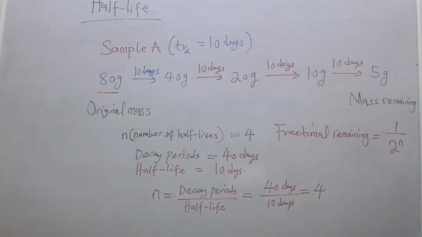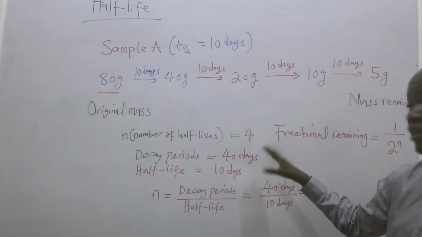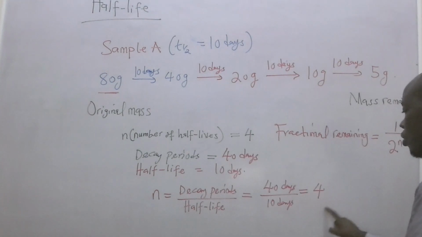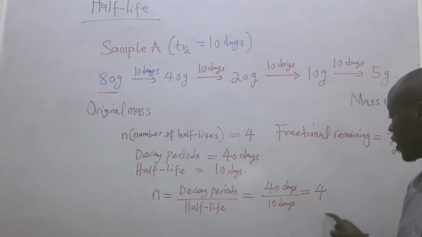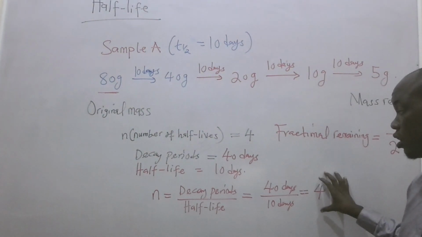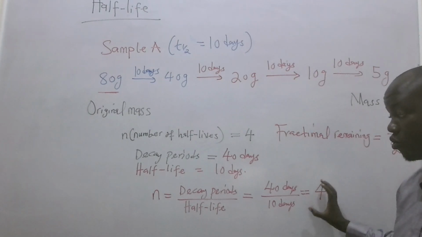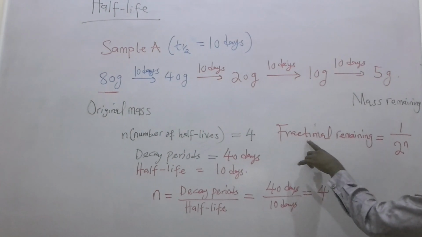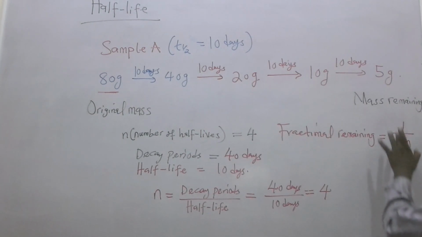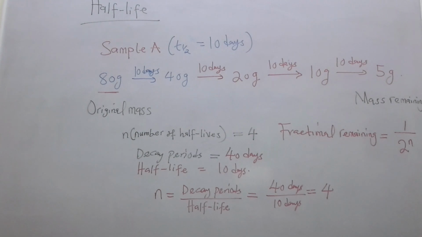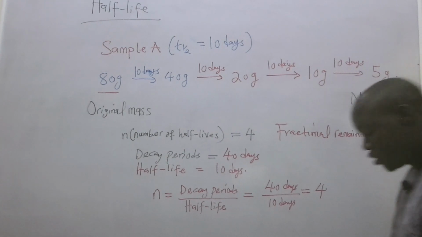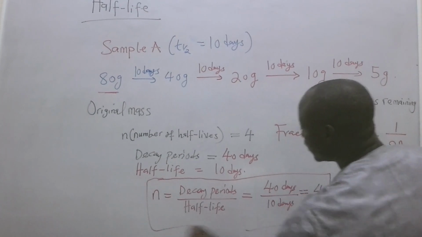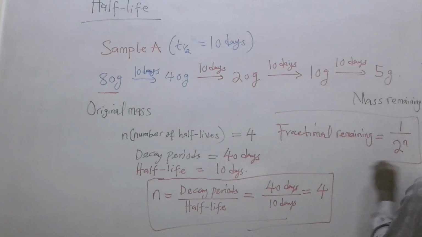So in some cases, you will be given the decay period, and then you will calculate the number of half-lives undergone by the radioactive material. Therefore, if you want to calculate the fractional remaining, it is equal to 1 all over 2 power n. So here, you now have two important formulas. This is number 1, and then this is number 2.